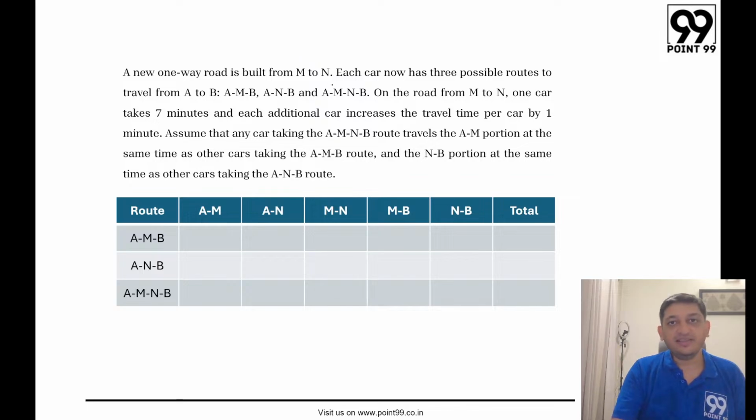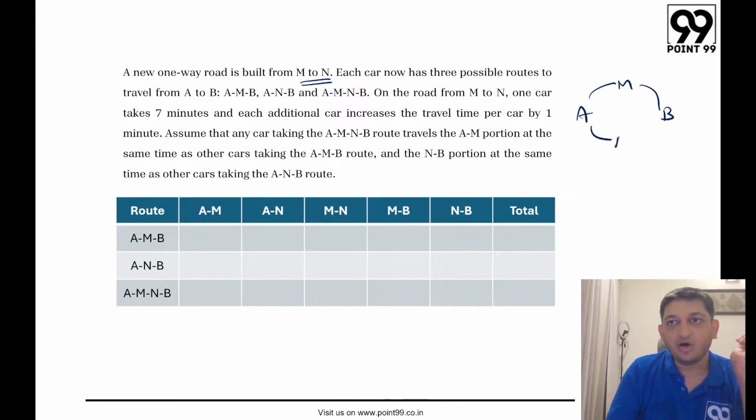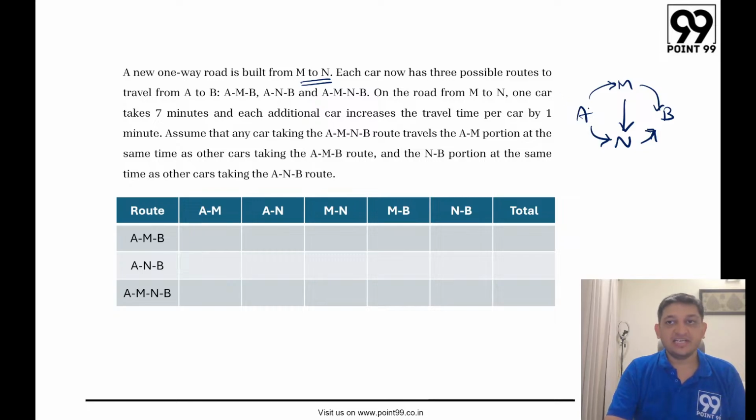Now, in terms of this one, there is another road that is built from M to N. So earlier we were going A to M and then to B, or A to N and then to B. Now there is a road between M and N as well. Now there are three routes. This road from M to N is not a two-way street. So you will go from A to M and M to B, so A M B, or A M N B, or A N B. So three possible routes are there.